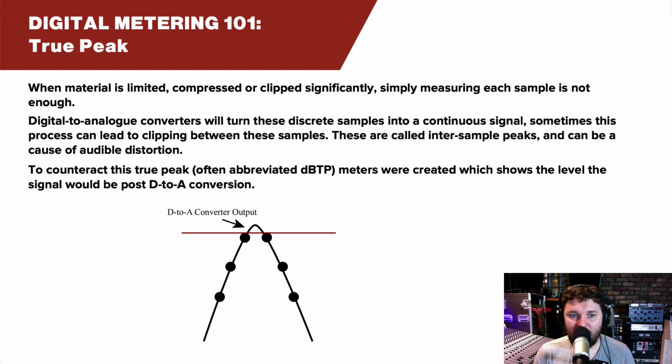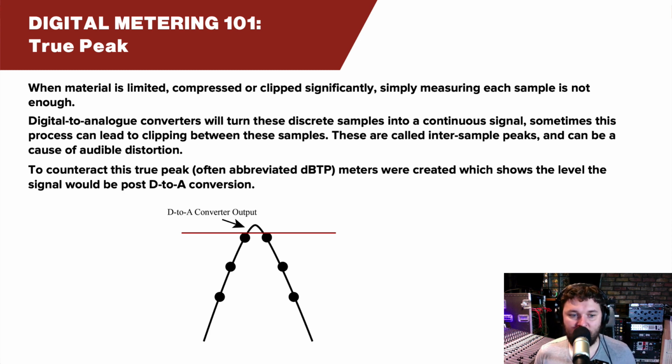So when you have extremely limited, compressed or clipped audio that's very, very close to 0 dBFS, you might find that when the signal is turned from a digital discrete version back into an analog continuous signal, sometimes you can end up with some clipping occurring. These are called intersample peaks and can cause an audible distortion.